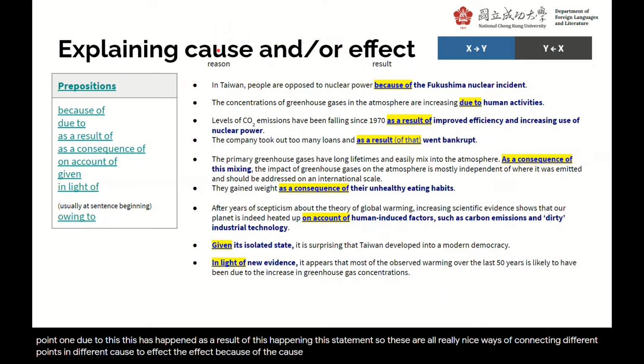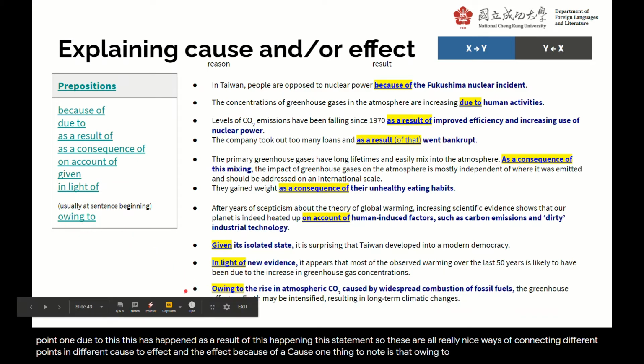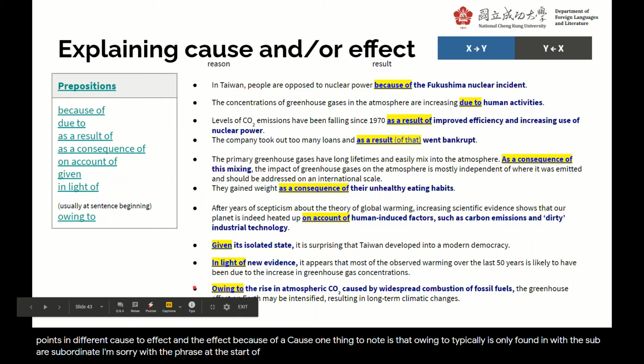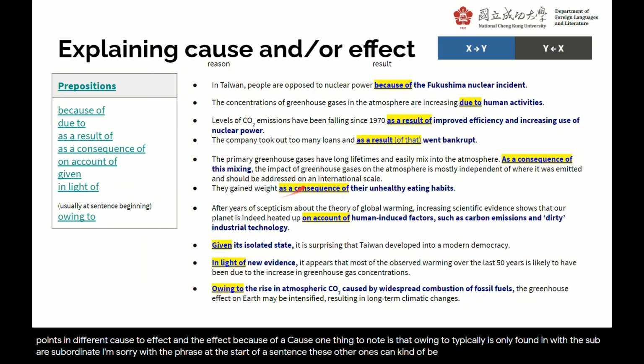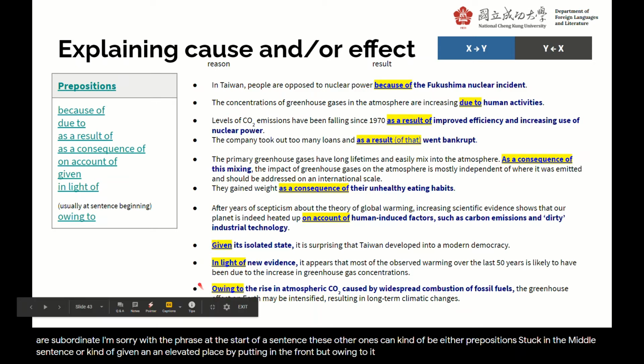One thing to note is that owing to typically is only found with the phrase at the start of a sentence. These other ones can be either prepositions stuck in the middle of the sentence or given an elevated place by putting them in the front, but owing to typically is only found at the sentence beginning.